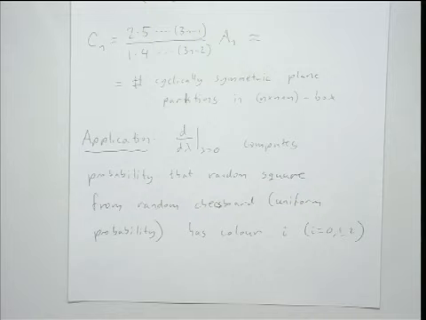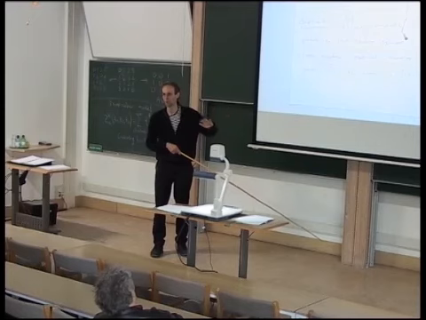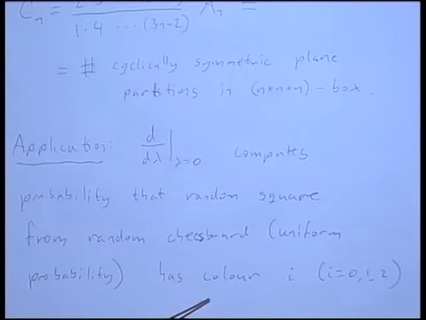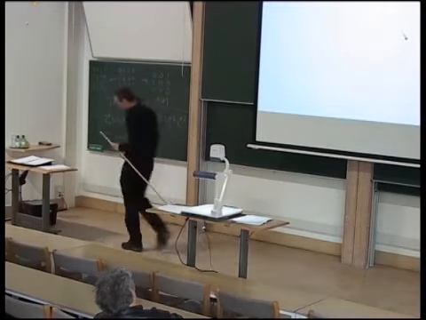And then it turns out that if you do that, you have computed the probability that if you take just a chessboard completely at random, and then take a square from that chessboard completely at random, and here there are absolutely no weights involved, it's just uniform probability, then you can ask for the probability that this square has a certain color i, where i is 0, 1, and 2. And that's something that falls out if you do that. Which is quite nice.